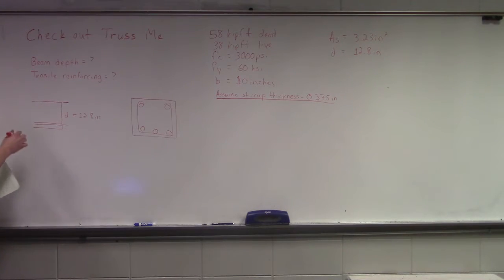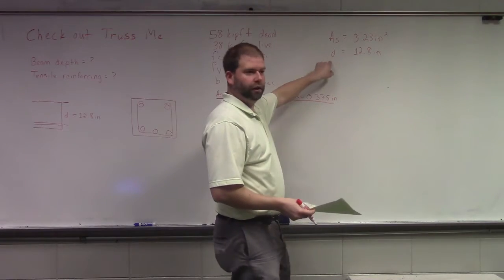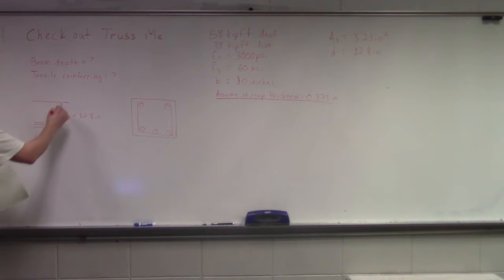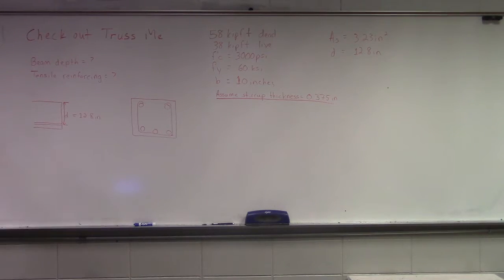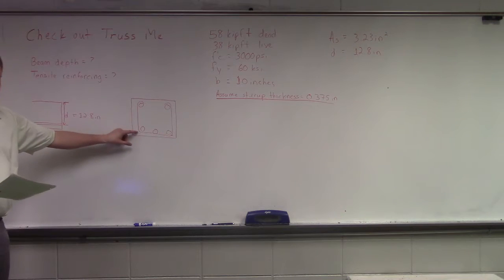So we'll need to figure out, because we know what our width is, but now we need to know what our total beam depth is. Remember that this 12.8 inches only tells us the distance from the top of the beam to the center of the reinforcing steel. We need to take into account the other half of the steel, the thickness of the stirrup, and then the cover of the concrete, okay?